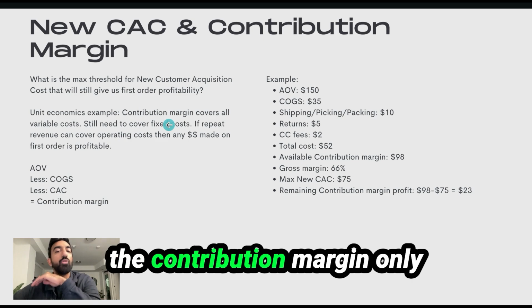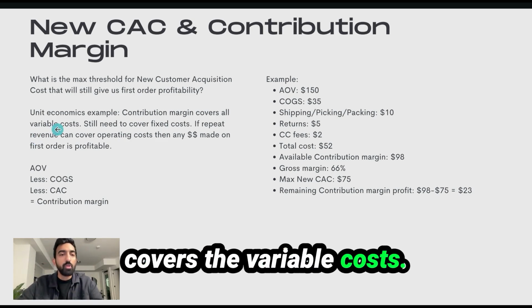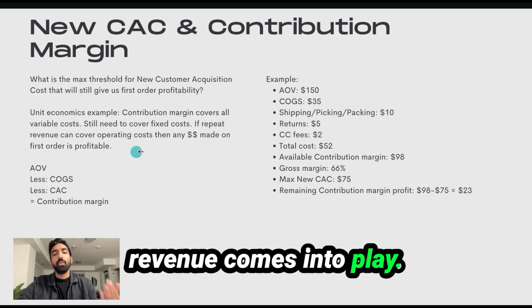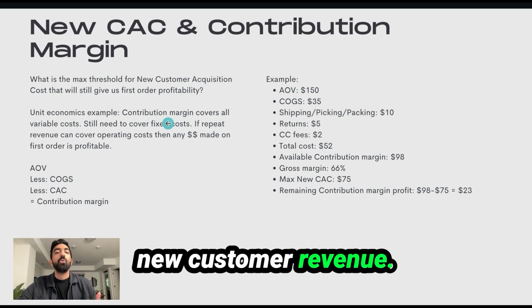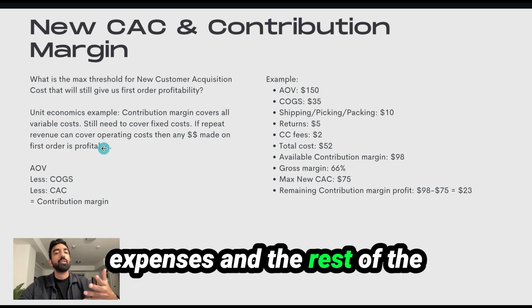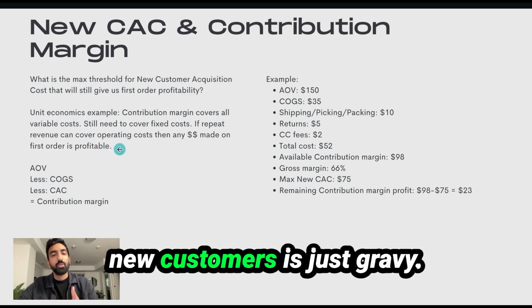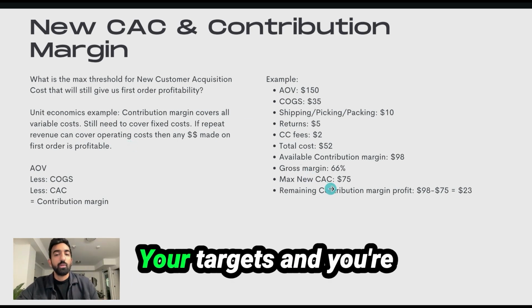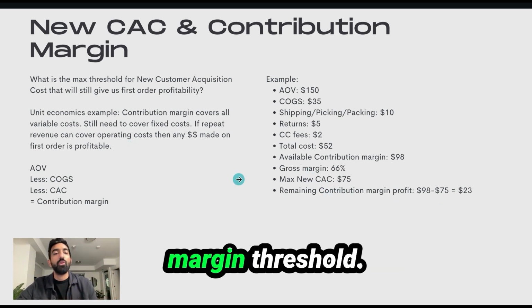Again, just remember that the contribution margin only covers the variable costs. You still have to cover your fixed costs. That's where the repeat revenue comes into play. This is only looking at new customer revenue. If your repeat revenue can cover your operating expenses, then the rest of the money that you make from new customers is just gravy, as long as your CAC is below your targets and you're hitting your contribution margin threshold.